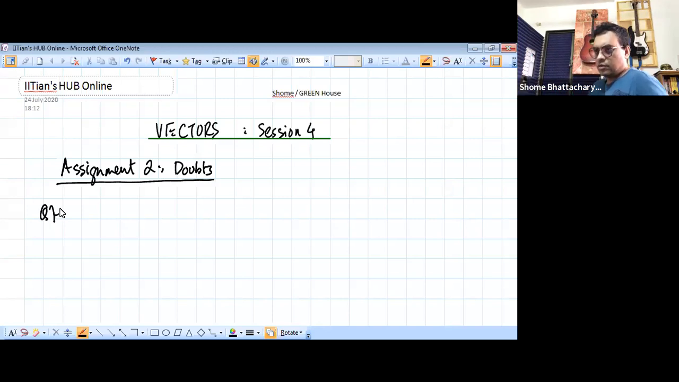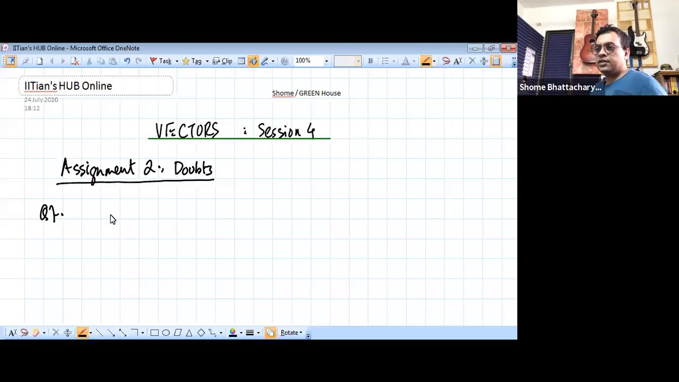Right. So let's start with question number 7. It's actually referring to question number 6. You have two vectors of magnitude 10 each, and the angle between them is 60 degrees. So what is the angle made by the resultant vector with respect to the first one?